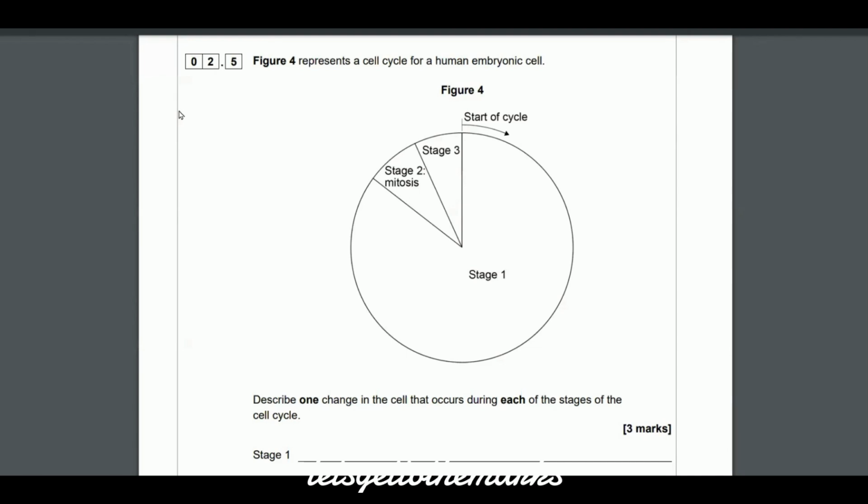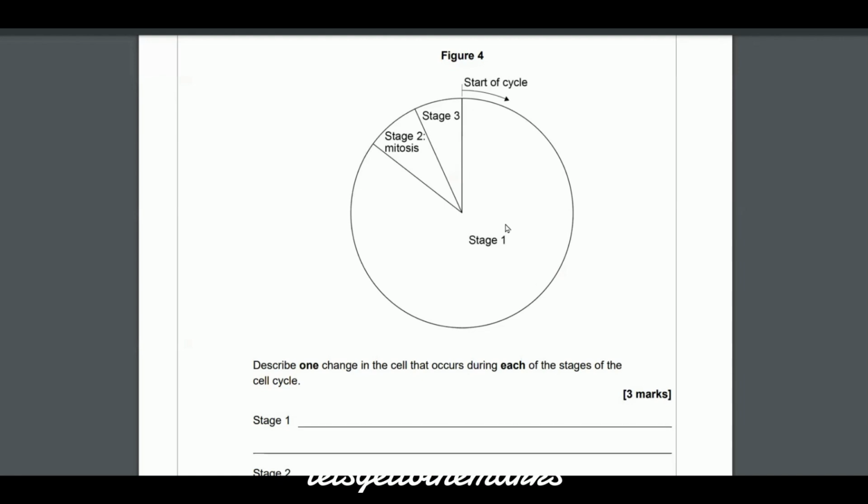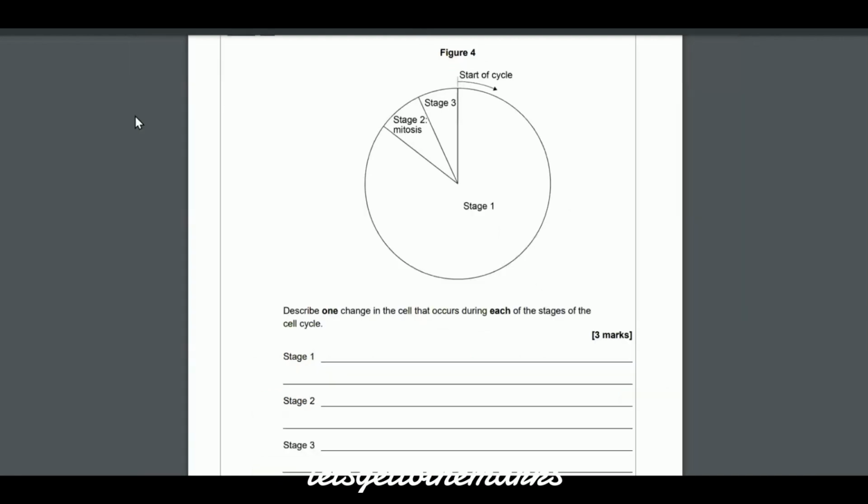In Figure 4, we've got the start of the cell cycle here, and we call this stage 1. Then stage 2 is mitosis, and then stage 3. Describe one change in a cell that occurs during each of the stages of the cell cycle. So why don't you pick up your pen, get a bit of paper, and see if you can write down one thing that happens in stage 1, then stage 2, which is mitosis, and then stage 3. All right, I'm going to go through the answers. Hopefully you've unpaused. Let's go.